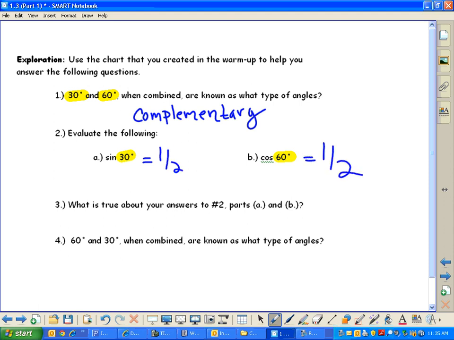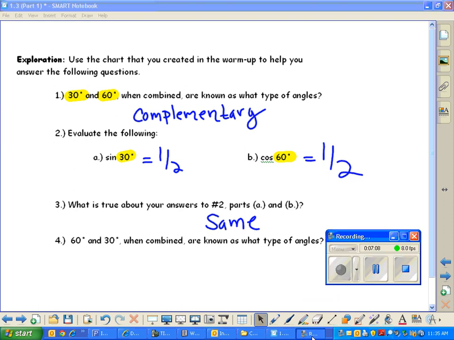And Joey, you just answered my question for number 3. What do you notice about your answers to number 2, part A and B? They were the same. Okay. Now, you get 2 more batches of this. So 4, 5, 6, 7, 8, 9. I want you to go ahead and take a minute to just finish those up.